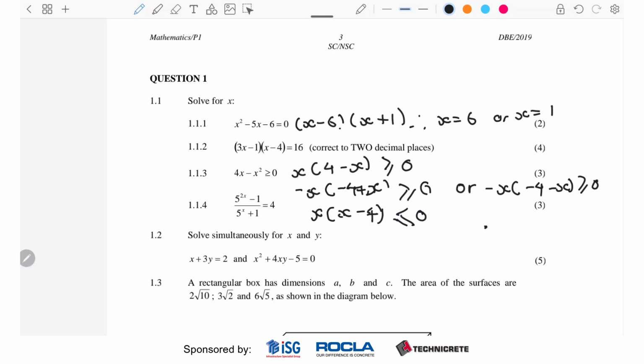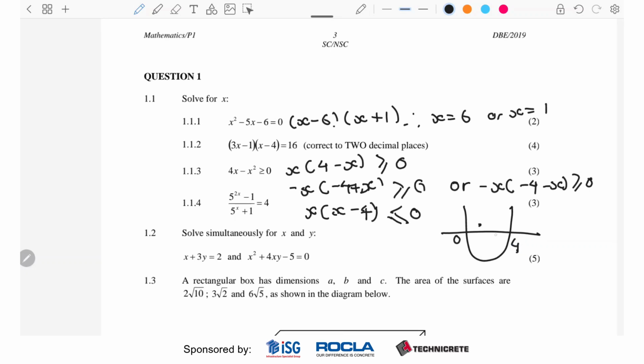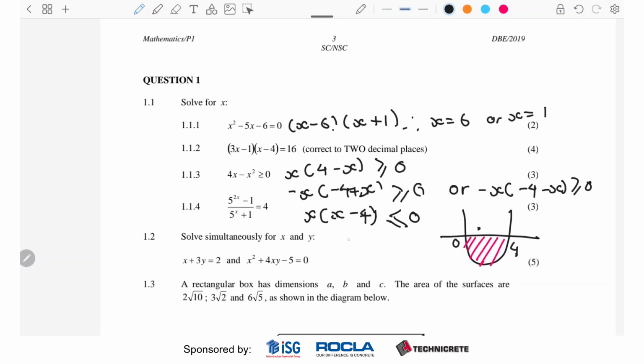And since this is an x squared, remember, we have to think as if it's a parabola. So here will be a 0 and here will be a 4. And now they want us to know for which values of x the expression will be less than 0. So where it will be negative on this graph, which is this part here. Therefore, x will be between 0 and 4.